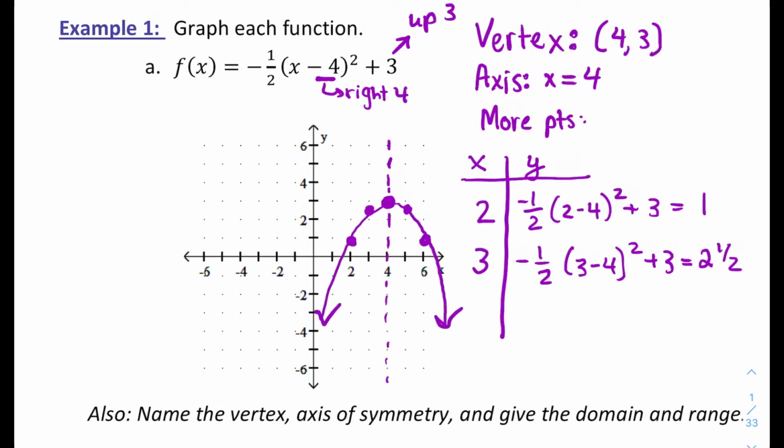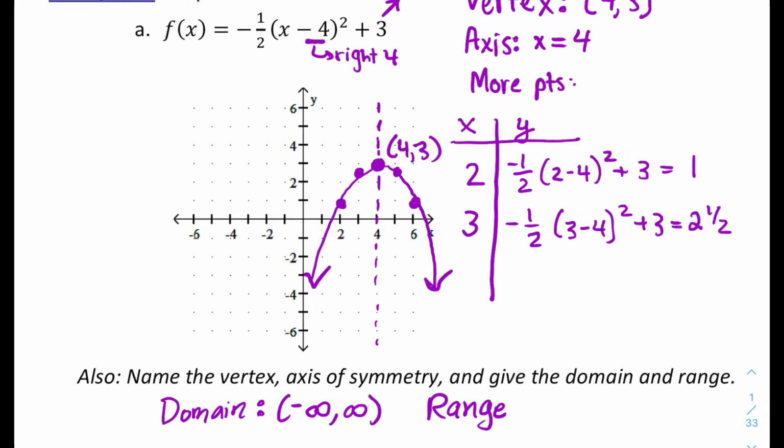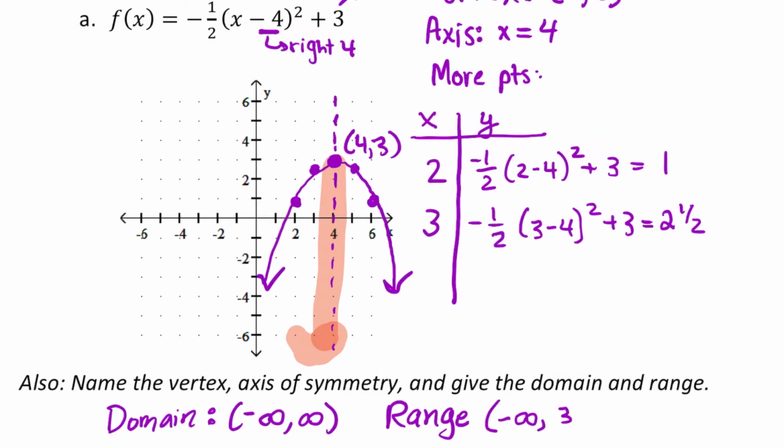We're also supposed to, I did the first two parts, my vertex and axis of symmetry, but I'm supposed to give my domain and range. So in terms of x values, this continues expanding left and right in both directions forever and ever. My range goes up to the highest y value of 3, and then all the rest of my y values are smaller than that. So it'll be from negative infinity to 3. It includes 3, so it should be a square bracket.